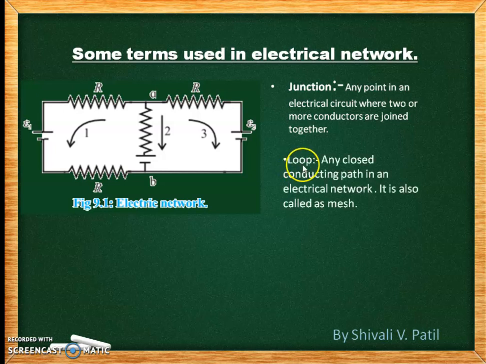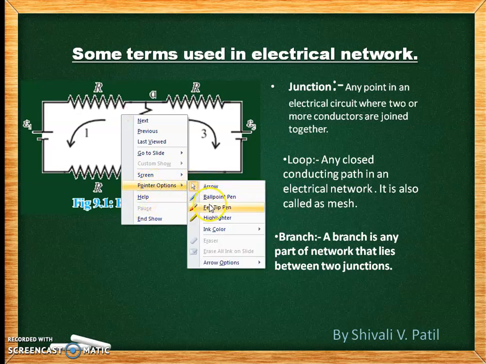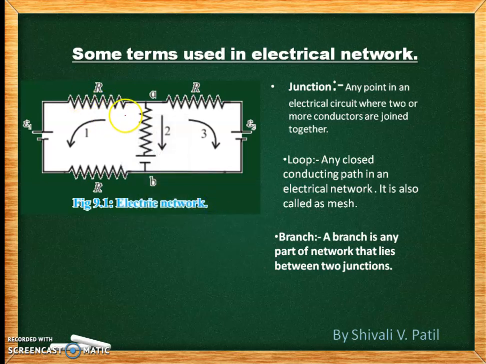Next term is a loop. Any closed conducting path in an electrical network is called a loop. Any closed path where current flows. This path in an electrical network is called a loop. It is also called a mesh. So there are two independent loops in this electrical network.